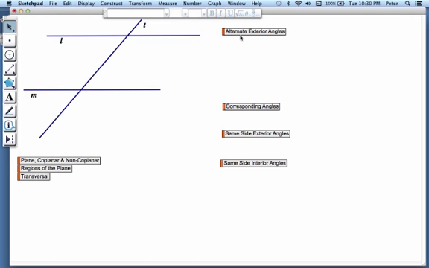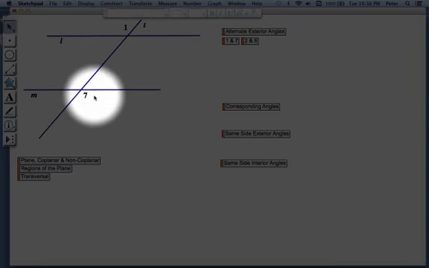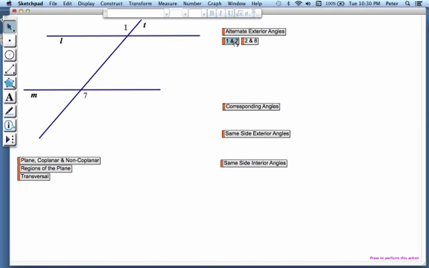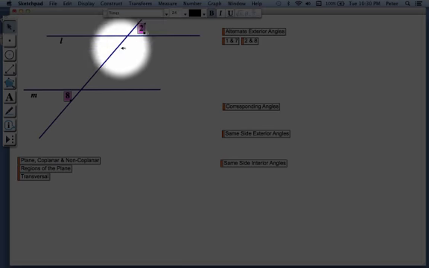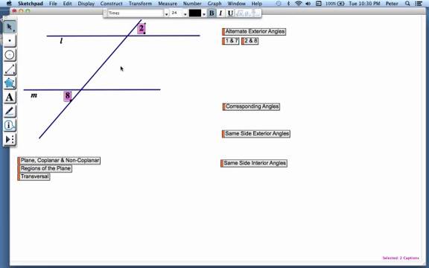The first are the alternate exterior angles. Well, remember the regions of the plane. We had exterior angles were over here and up here. And when we refer to alternate, we're talking about different sides of the transversal. So 1 and 7, for instance, would be alternate exterior angles. Also, angle 2 and angle 8 will be alternate exterior angles. They're in the exterior region and they are on alternate sides of the transversal.